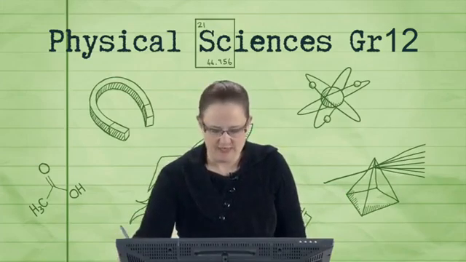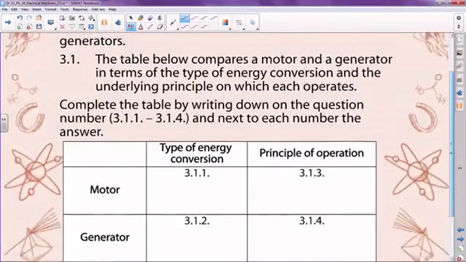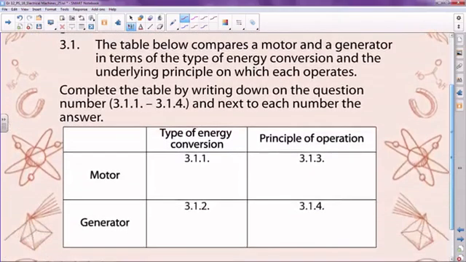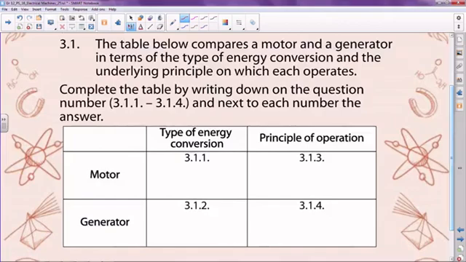I like this. So here we go. And we have diesel electric trains make use of electric motors as well as generators. They use both. The table below compares a motor and a generator in terms of energy conversion and underlying principles on which each operates. Complete the table by writing down the question number and next to each number the answer. So type of conversion and the principle of operation.